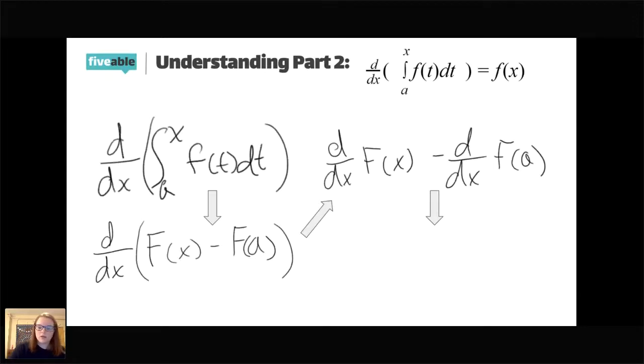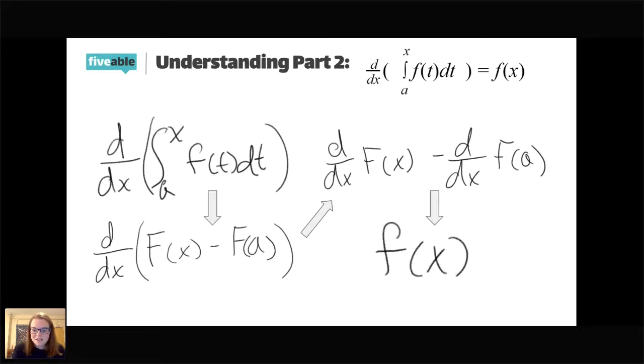Okay. So awesome. So good. So if we take the derivative of the antiderivative f of x, and we take the derivative of f of a, we end up with f of x. We ended up back where we started. Awesome. Great job. And that's the second part of the fundamental theorem of calculus.